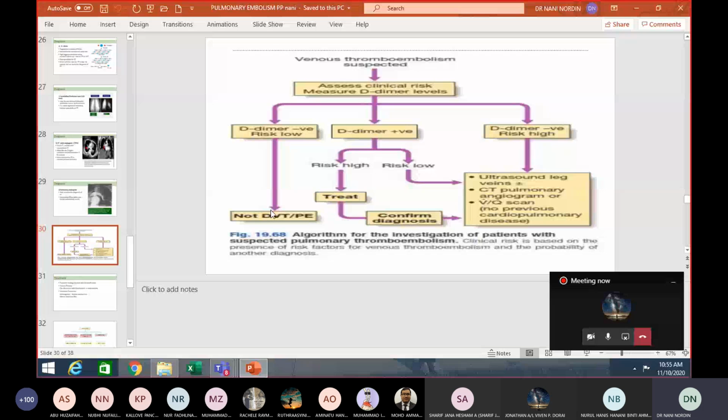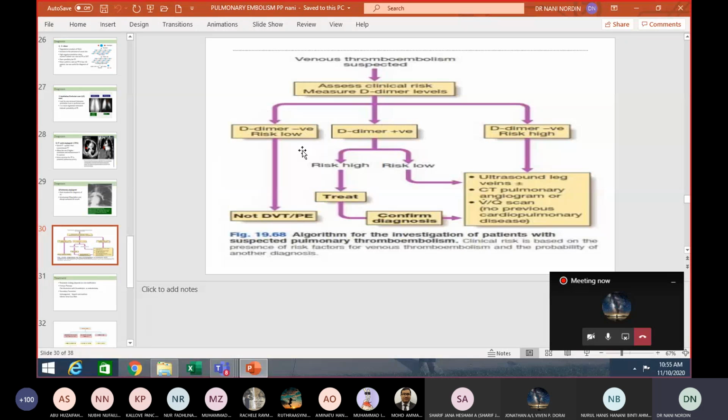If it's low risk, you want to go through a few sets of investigations still. But if D-dimer positive and the patient with high risk, you want to look at the confirmation of diagnosis. If negative and high risk, you want to still investigate. You want to still have a benefit of a doubt, actually. So it also depends on the risk. If D-dimer negative and risk is low, you have to forget about PE.